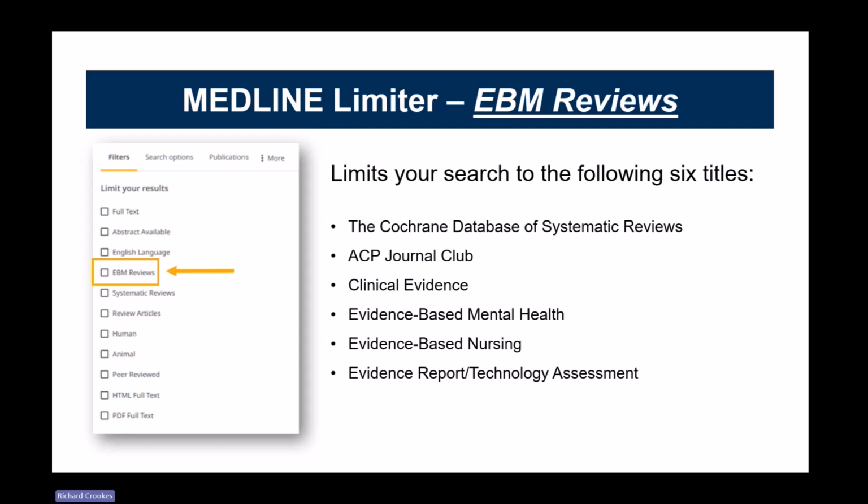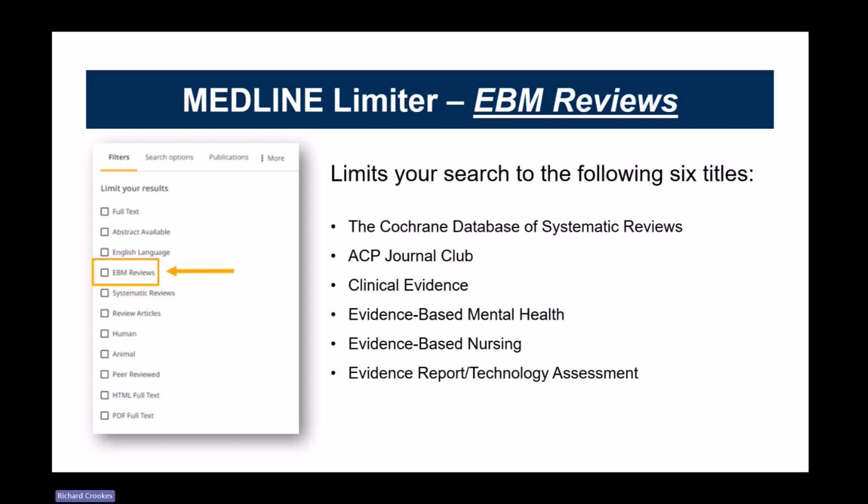We have the MEDLINE limiter, the EBM or evidence-based medicine reviews filter. And as some of you may have noted before with Classic, this will limit your search results to 6 titles. So the Cochrane Database of Systematic Reviews, the ACP Journal Club, Clinical Evidence, Evidence-Based Mental Health, and so on. So essentially, you're limiting results for your search to a small set of titles, resources that apply very strict criteria and therefore include high-quality evidence-based content. And that would include, of course, systematic reviews, especially when you think of Cochrane there.